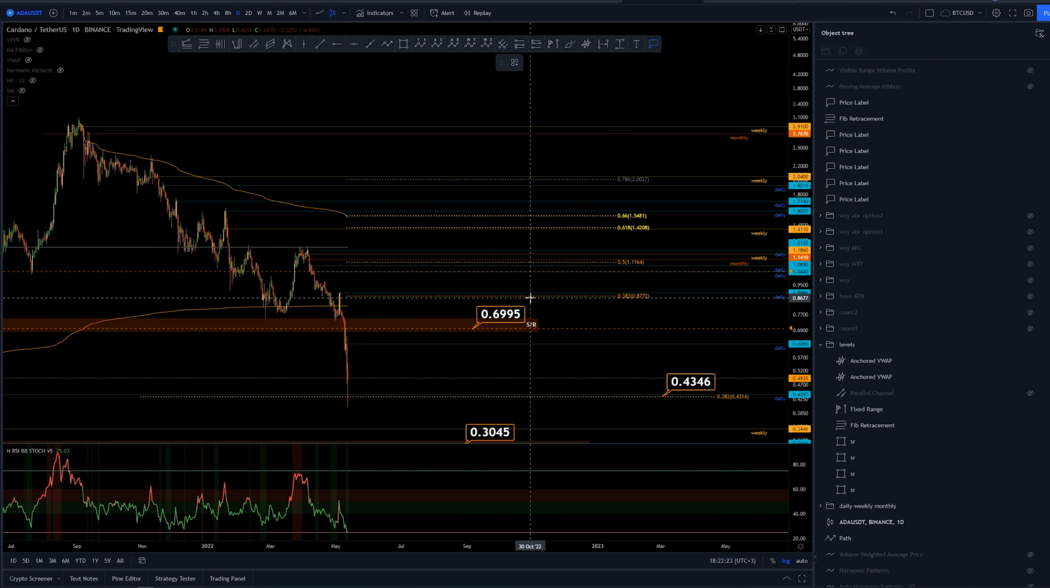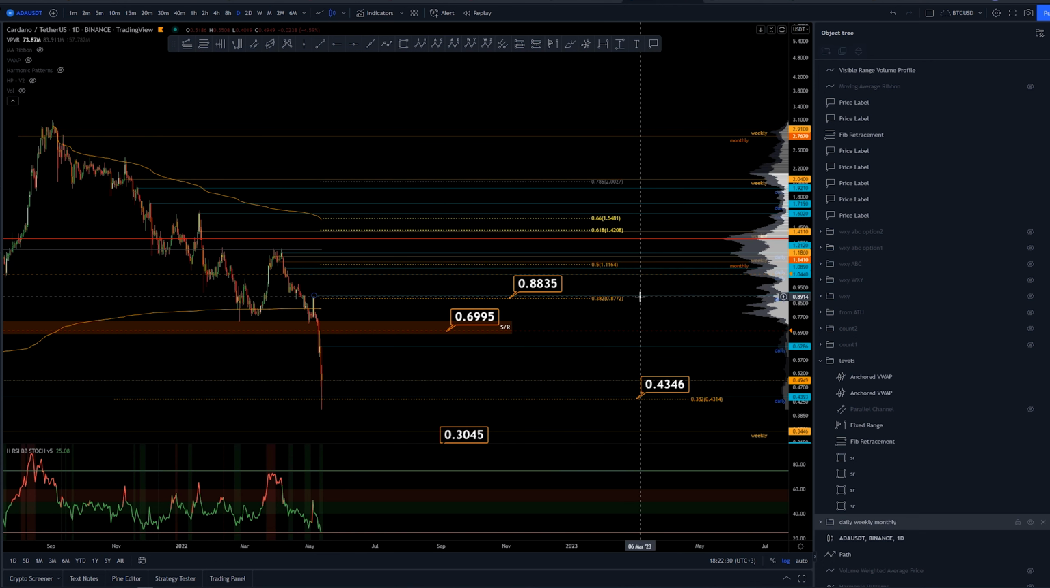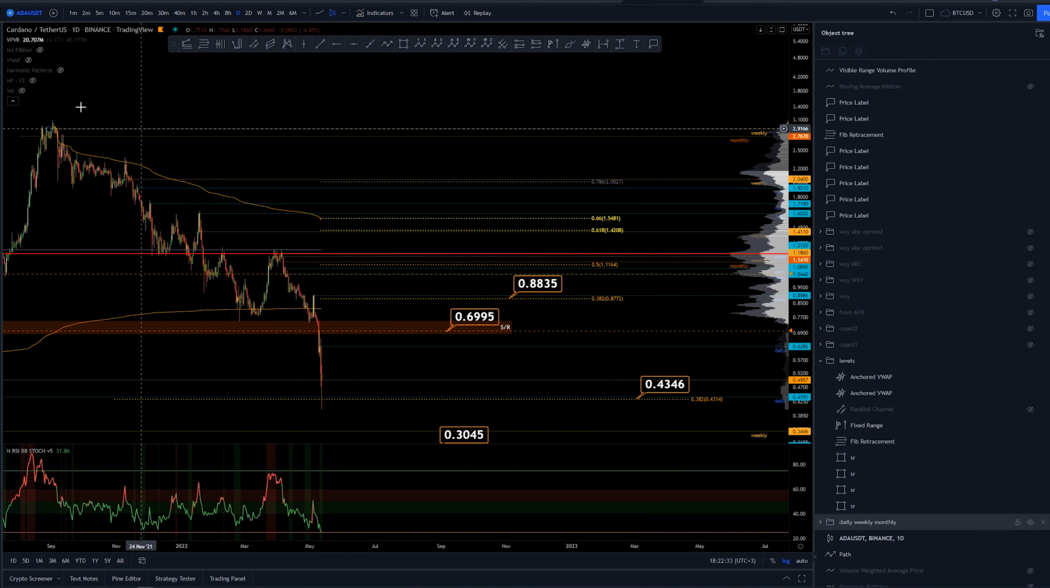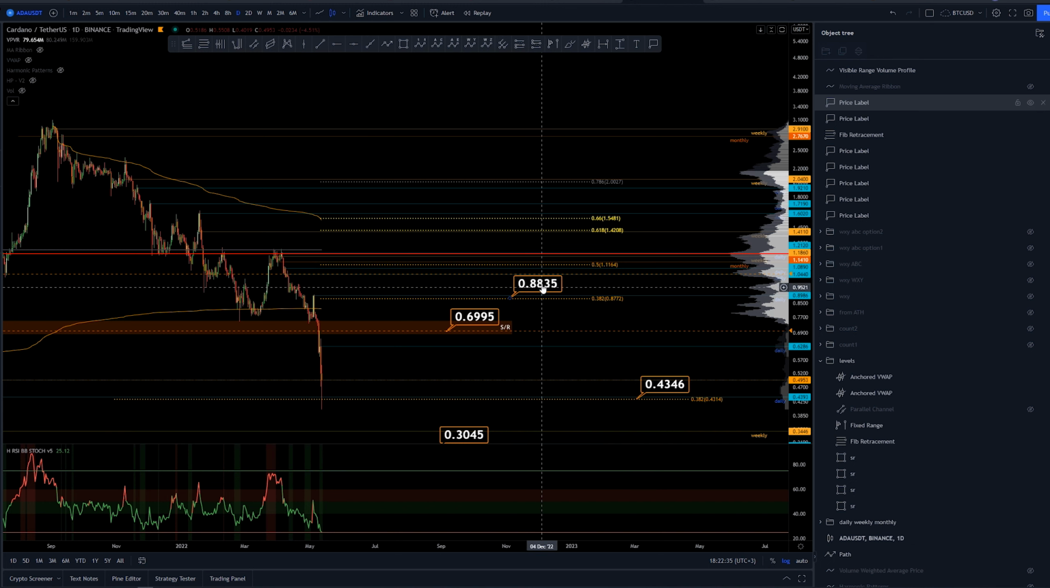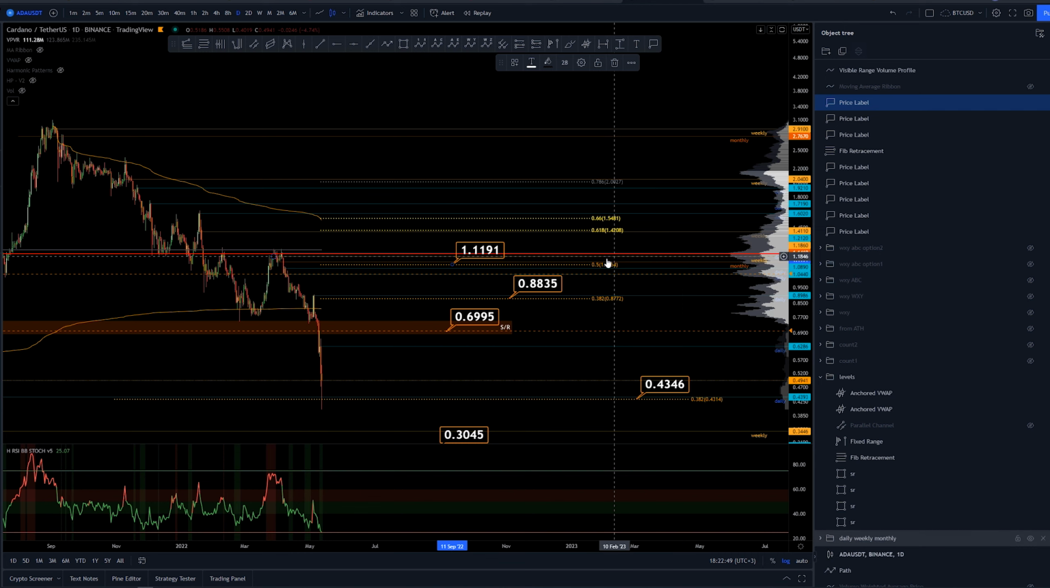The next one, not expecting too much out of this one, but there is an area of interest. 38.2 retracement from the highs to current lows, 88 cents with a daily, somewhat volume here as well. Then this area, we get some kind of order blocks here for sure. We get 50% retracement monthly, weekly, and the point of control of this whole structure up here, around $1.11.